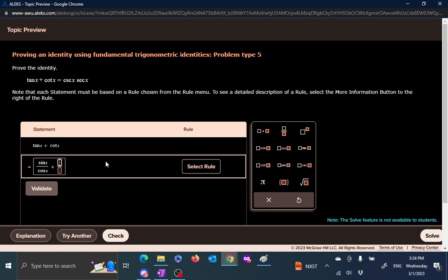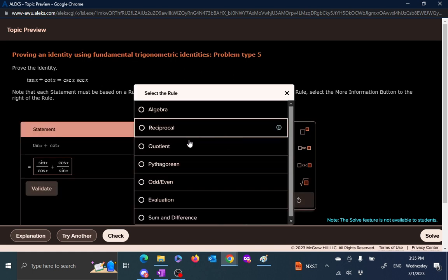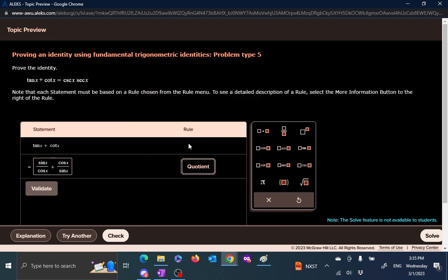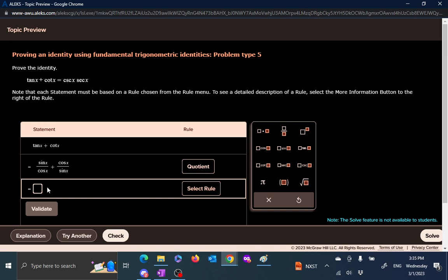Now let me see if the software allows us to do two replacements at a time so that we type less. Otherwise we have to come back and do this all over again. So this is cosine of x and this is now sine of x. In both cases we used the quotient identities, so let's call it quotient and see if we are okay. Well, it accepted it. That's good.